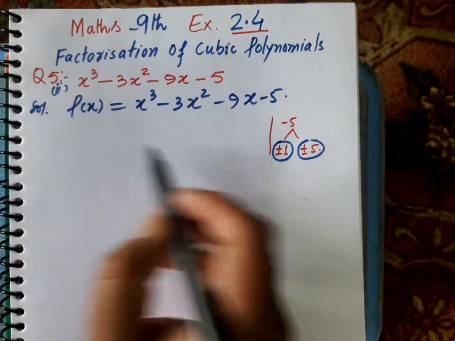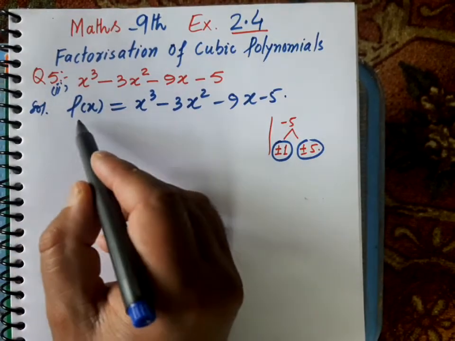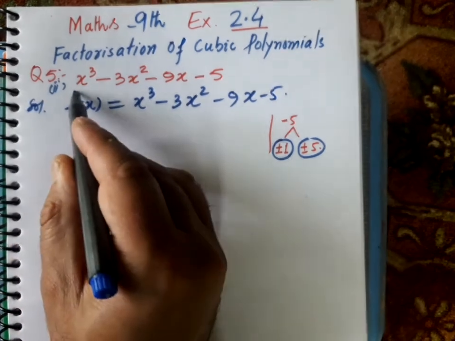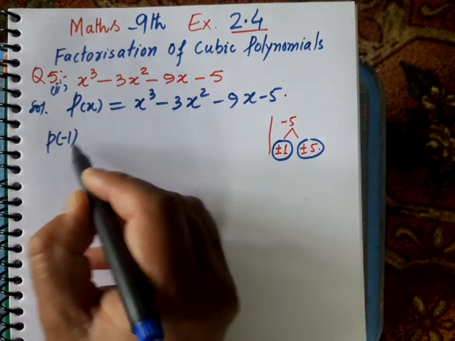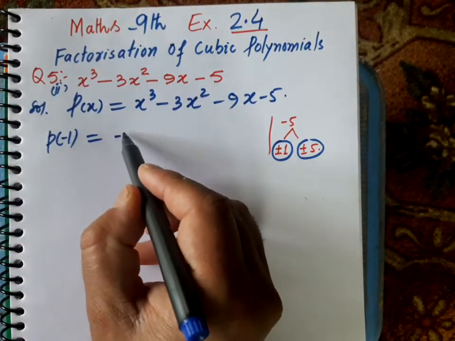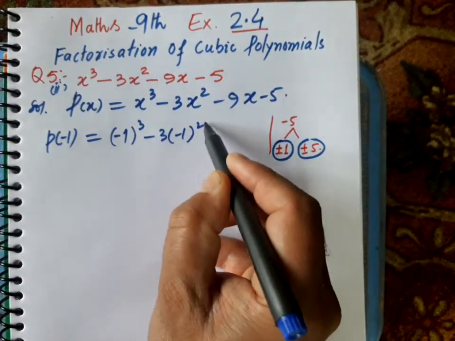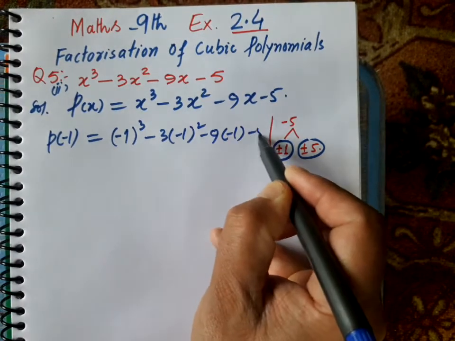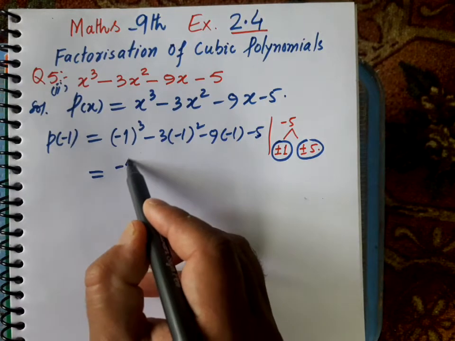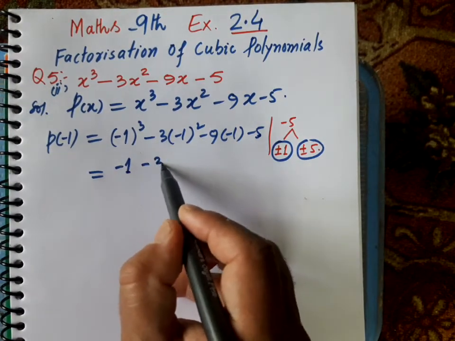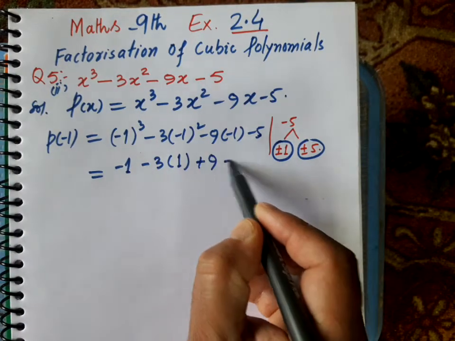पहले हम -1 के लिए देखेंगे कि यह इसका जीरो है कि नहीं है। We will calculate the value of the polynomial at -1. Let me calculate now p of -1, means -1 cube, replacing x with -1, -3 times -1 square, minus 9 into -1, -5. So we will get -1 cube means -1, as it has an odd power. -3 into -1 square means -3, and -9 into -1 means +9, -5.